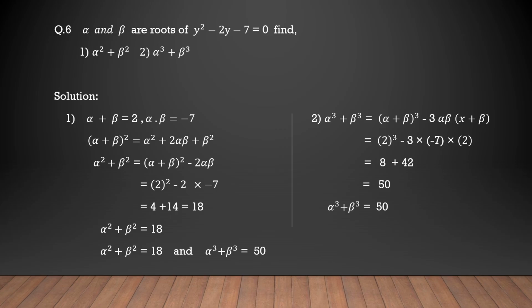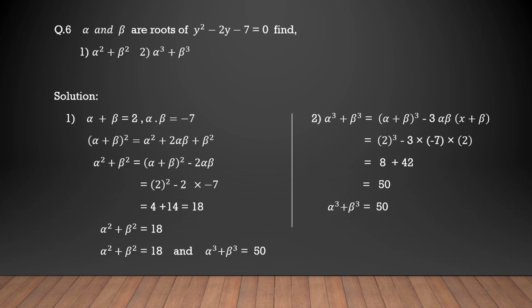Here we write alpha square plus beta square is equal to (alpha plus beta) square minus 2 into alpha into beta. So alpha plus beta is 2. 2 square minus, alpha into beta is minus 7, minus 2 into minus 7. 2 square is 4 and minus 2 into minus 7 is 14. So 4 plus 14 is equal to 18. That's why the value of alpha square plus beta square is equal to 18.